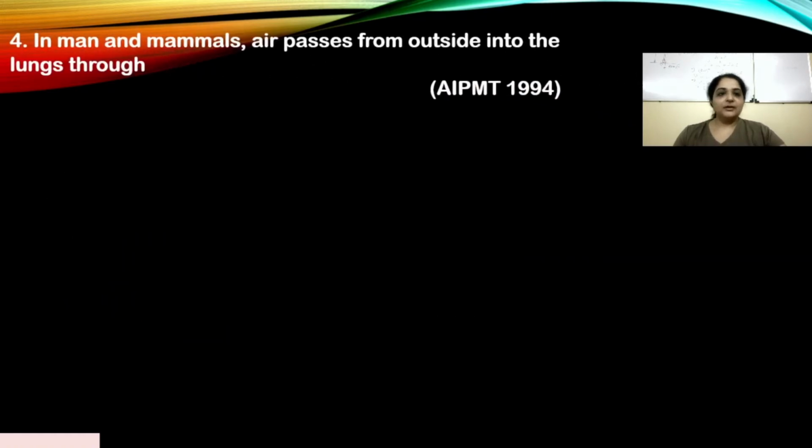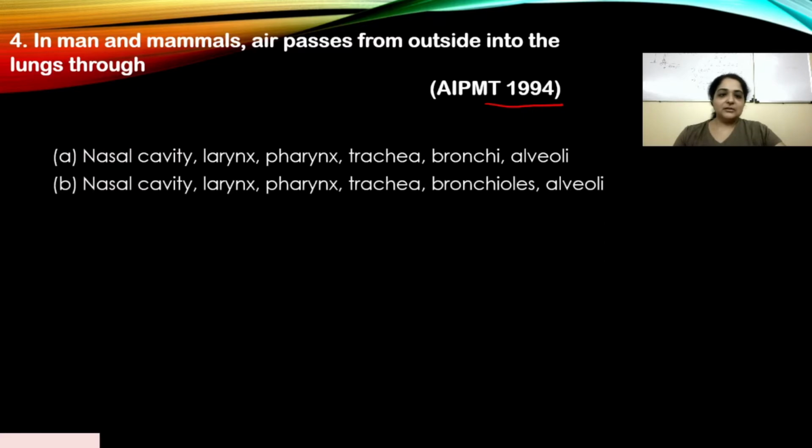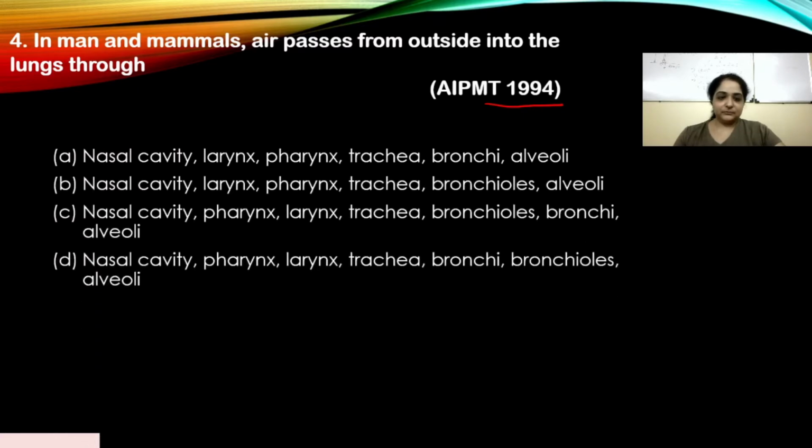Alright. In man and mammals, air passes from outside into the lungs through, and this appeared in 1994. Let's look at the options. We have A, B, C, and D. Again, pause the video and write down what you think is the right answer, and then we will come back.